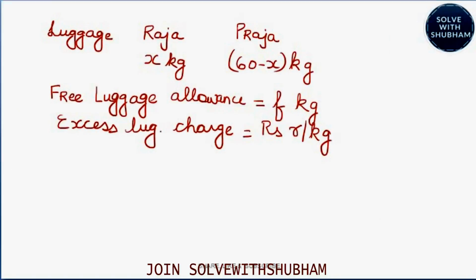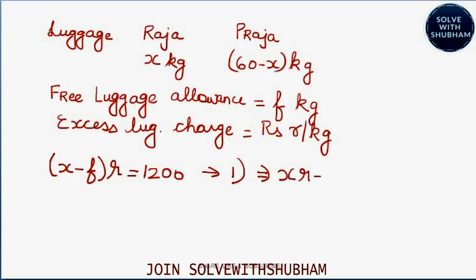Raja is having X kg of luggage. Out of that there is some free luggage allowance which we have assumed as F kg. So what would be his excess luggage? X minus F. We have assumed the excess luggage charge is rupees R per kg. So for X minus F kg, this would be 1200. This is our equation 1. So basically this is XR minus FR is equal to 1200.